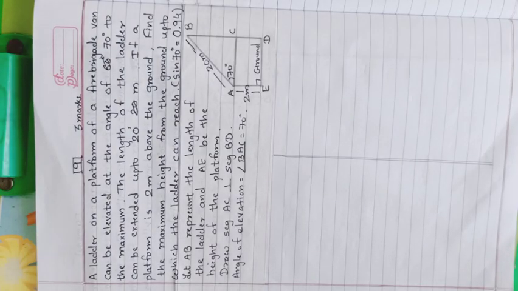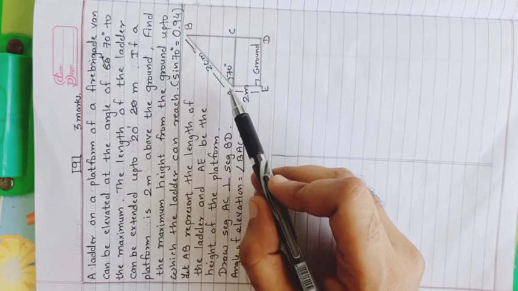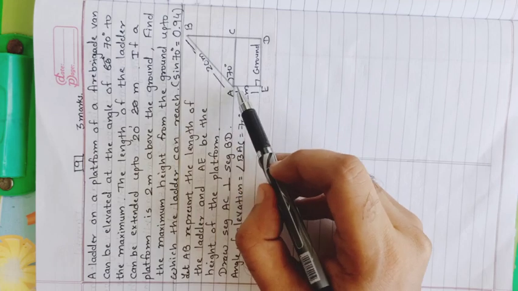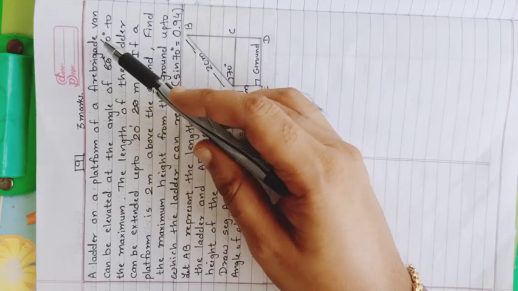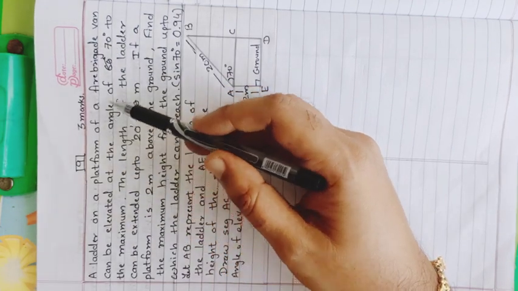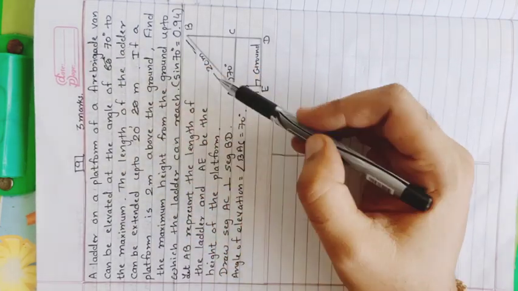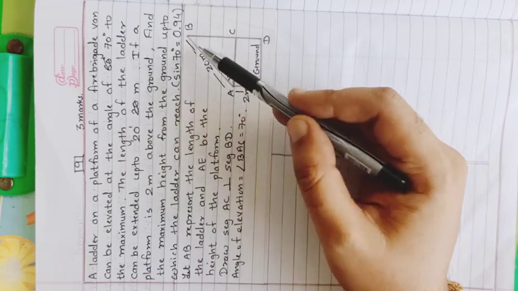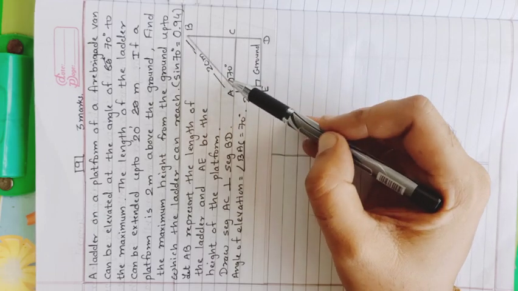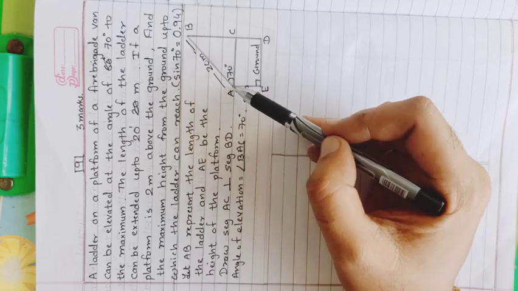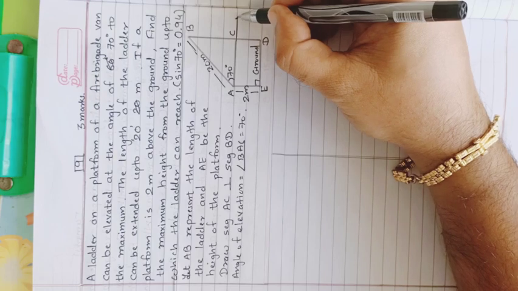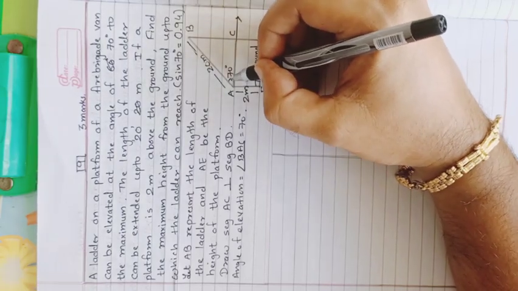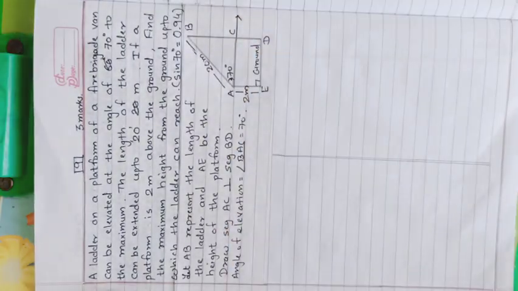Sum number 9. A ladder on a platform of a fire brigade. See, AB is a ladder and AE is a platform of a fire brigade. The ladder of a fire brigade can be elevated at an angle of 70 degree. Angle of elevation means upward direction. So AC will be the horizon. Angle of elevation is 70 degree to the maximum.